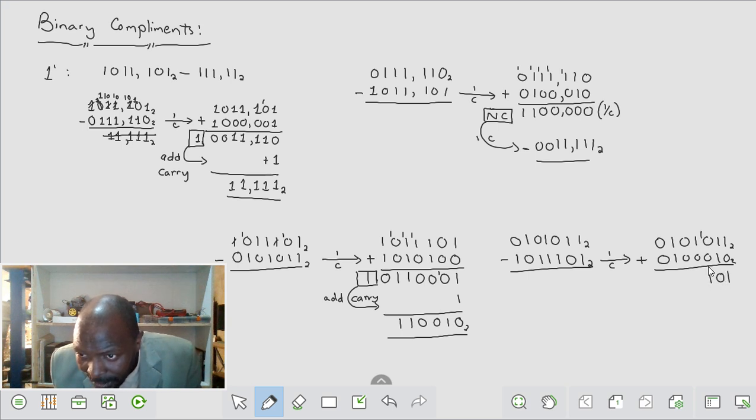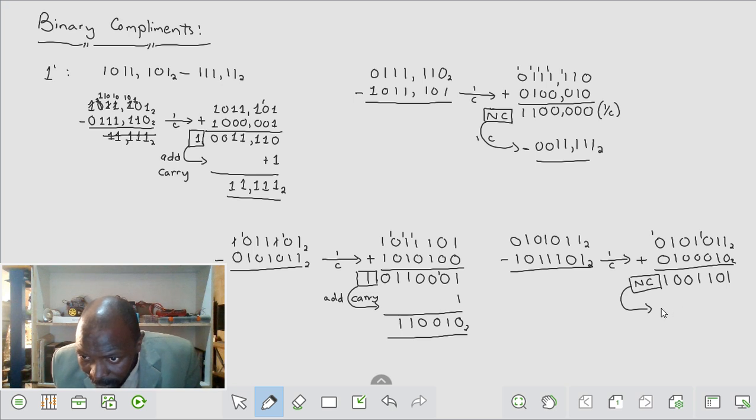That's a 1. That's a 1. That's a 0. That's a 2. And that's a 1. As you can see, there was no carry bit. If you are subtracting a bigger number, you will not have a carry. What does it mean? It means you have to what?